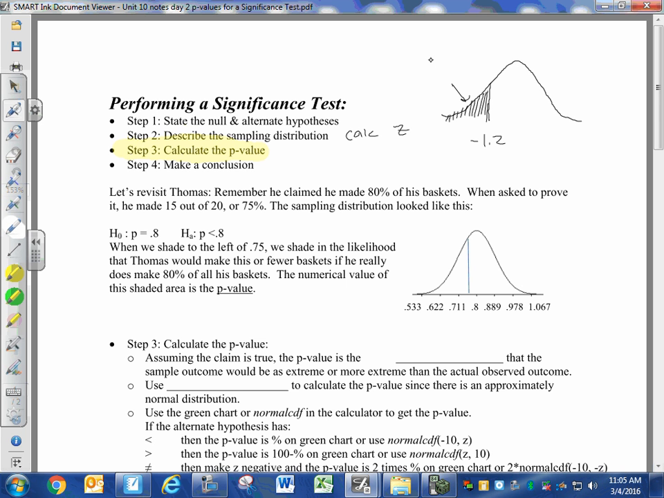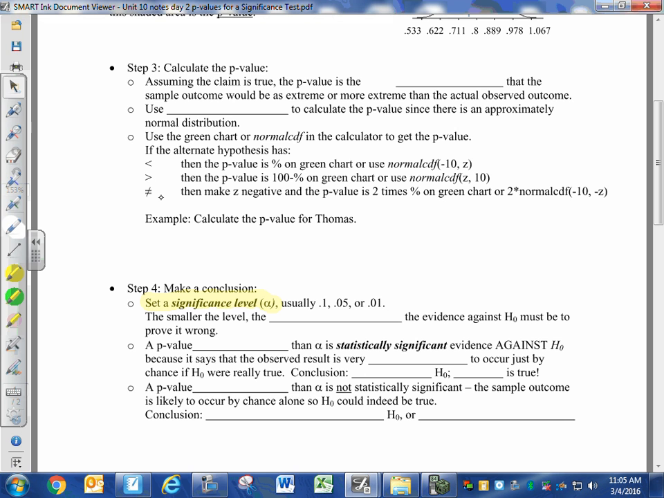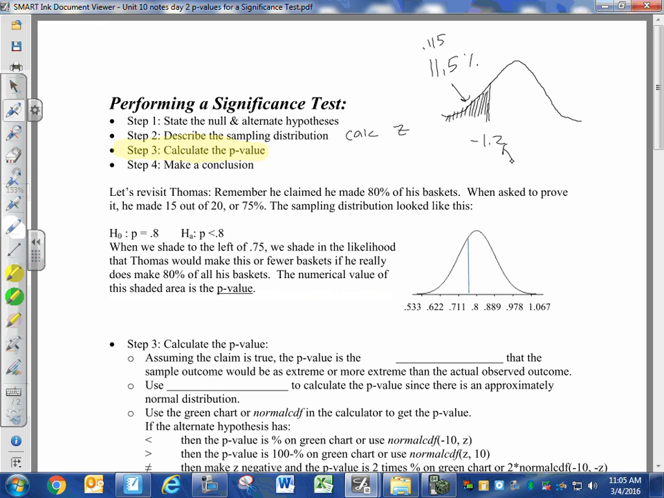This is 11.5%. We've already calculated this, so we're just going to remember what we've done in the past. This is 11.5% or 0.115. We will then say, oh, that is greater than 0.1. It's definitely greater than 0.05. It's definitely greater than 0.01. Since it's greater than these values, then we would say that a z-value of -1.2 is not far enough away. And that's it.